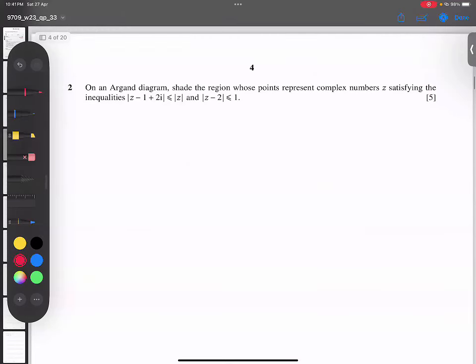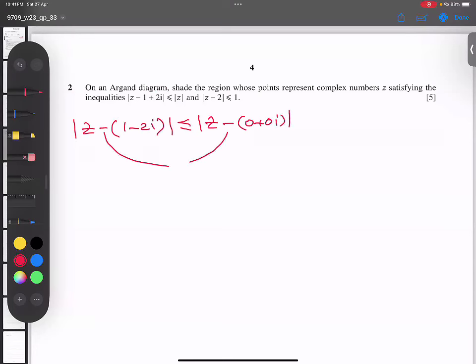Question number 2. On an Argand diagram, shade the region whose points represent the complex numbers satisfying this and this. This is called a perpendicular bisector. I will write it this way. From these two numbers, I must take the common factor out. It's a rule of the topic. And here I write z and 0 plus 0i. As I said, this negative sign and this negative sign are fixed.